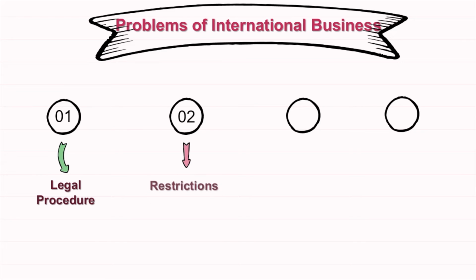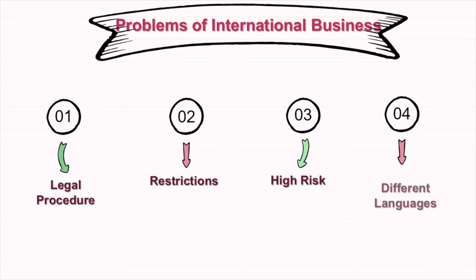The second point is restrictions. Of course, international business is not as free as internal trade. In case of several items, an export or import license has to be obtained. Many restrictions are imposed by the government on import or export of certain items. The third point is the high risk. The risk involved in international business is much higher than in internal trade. Due to the long distances, there is a risk of damage of goods in transit. There is also the risk of fluctuation in currency conversion rate.